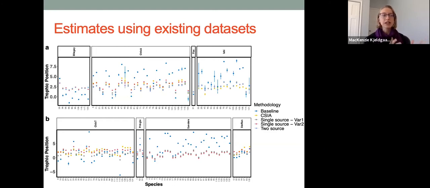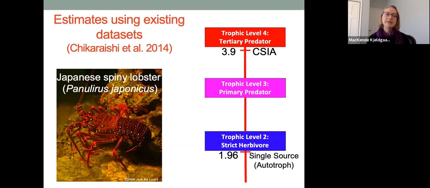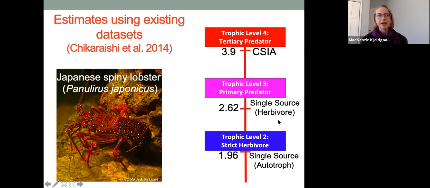And again, this is really using the exact same data set, but we get big differences depending on what we choose to use. So for example, with the Japanese spiny lobster, we can see some pretty big differences depending on whether, for example, compound-specific isotope analysis is used versus a single source formula. And then we also see differences depending on the baseline material. So when autotrophs are used as a baseline, we get a trophic position of 2, or strict herbivores. But when herbivores are used as a baseline material, that goes up almost an entire trophic level.